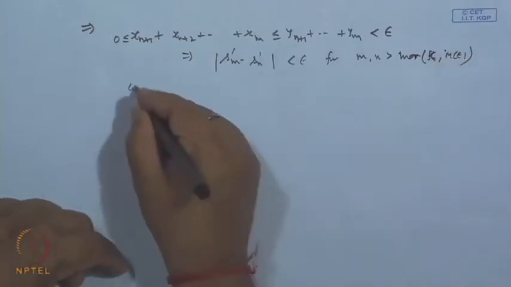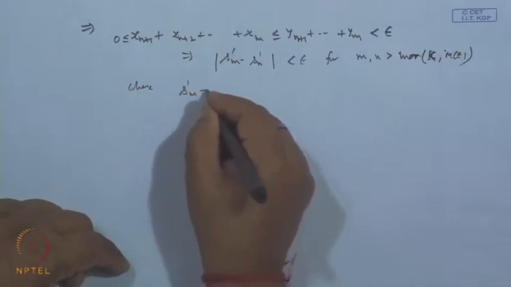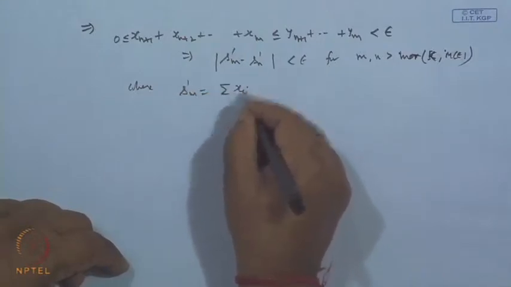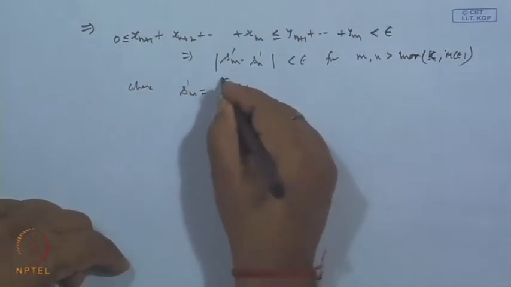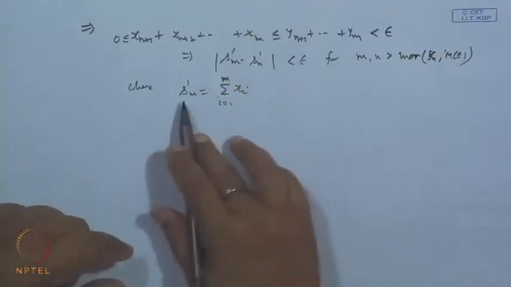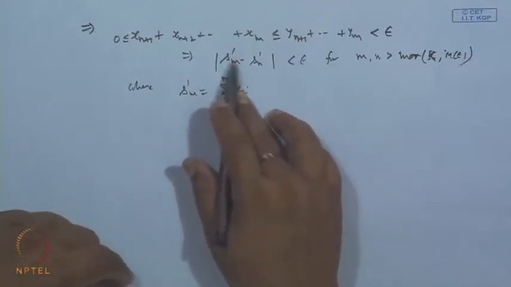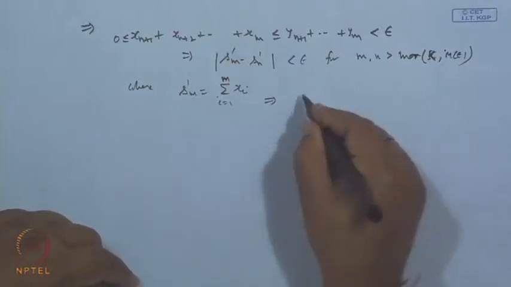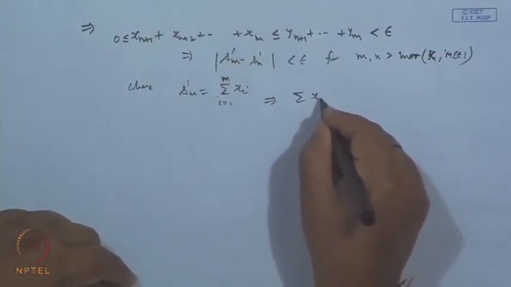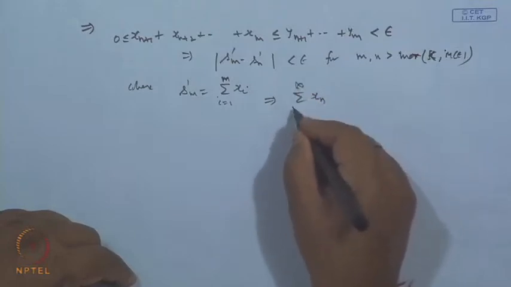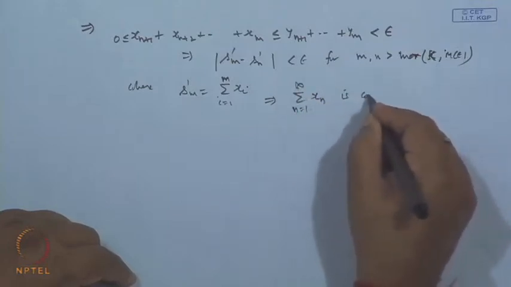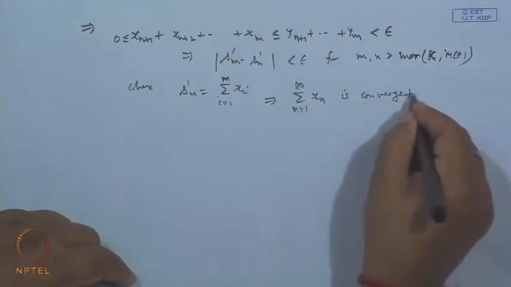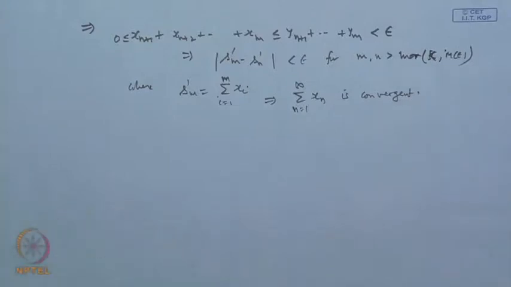And where S'_m is what? S'_m stands for the sum of x_i, i from 1 to m. So, this shows the sequence S'_n is a Cauchy sequence, therefore, it is convergent. So, this implies the series sigma x_n, 1 to infinity, is convergent. Okay. So, the proof is very simple.